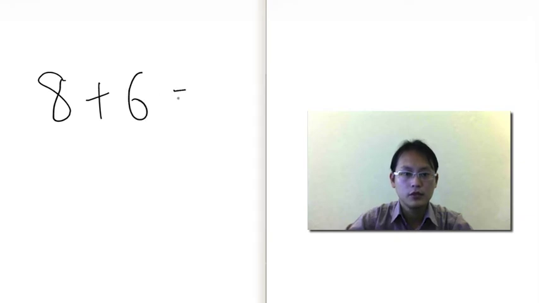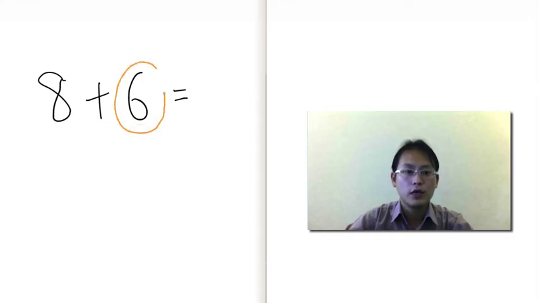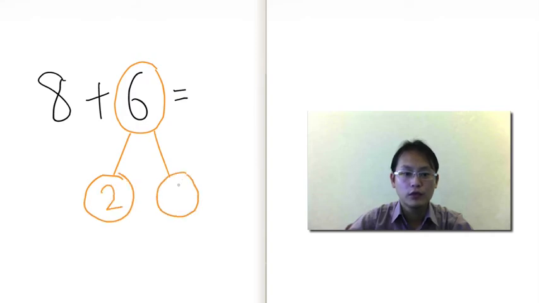8 plus 6 equals. Now, for 8 plus 6, we have to ask ourselves which one is the smaller number. 6 is the smaller number, so we are going to break up 6. And we have to ask ourselves, 8 plus what will give you 10? So 8 plus 2. So in the first circle we have 2, and in the second circle we have 4. 2 and 4 give you 6.